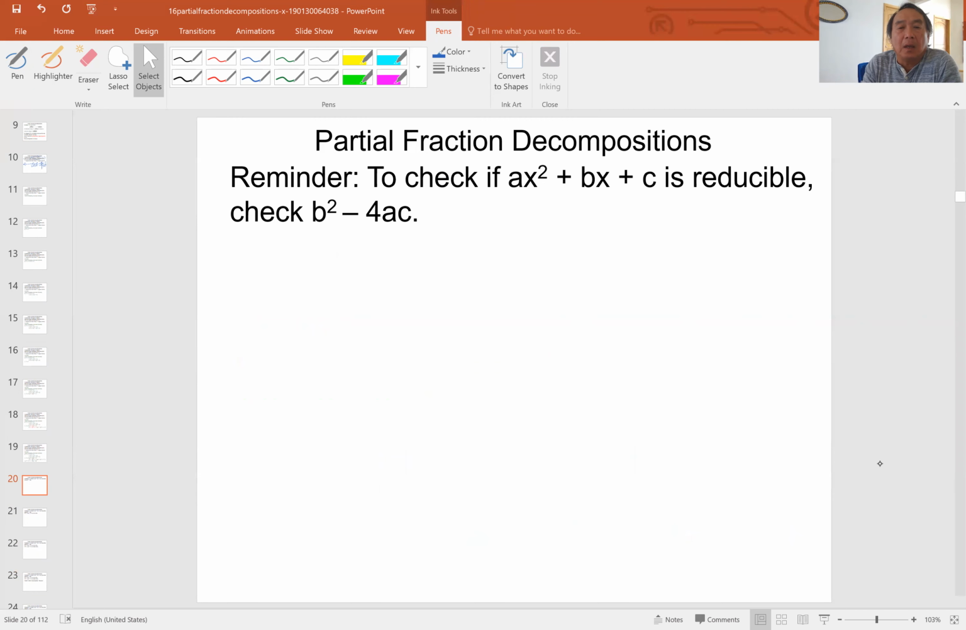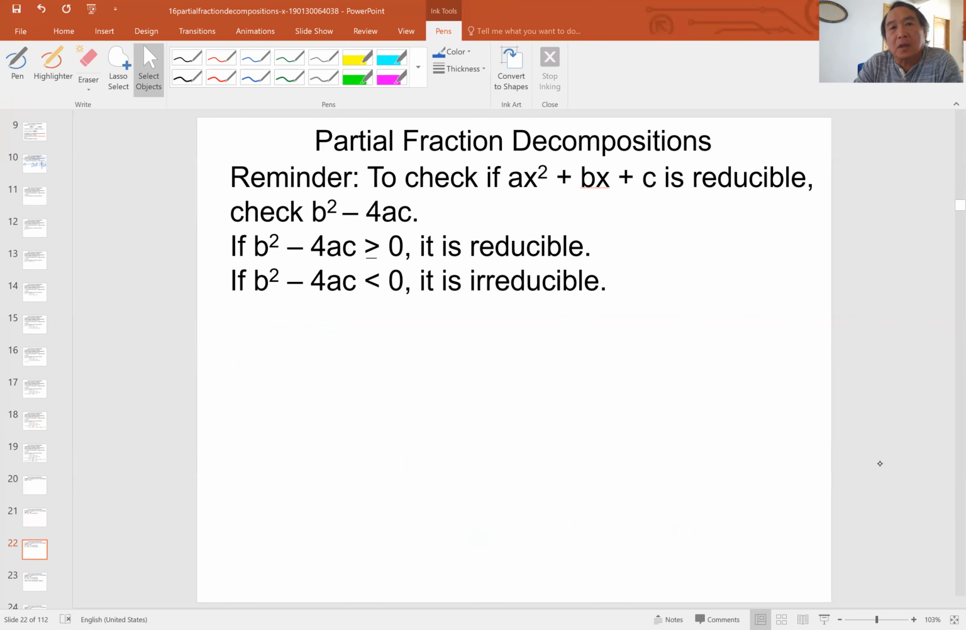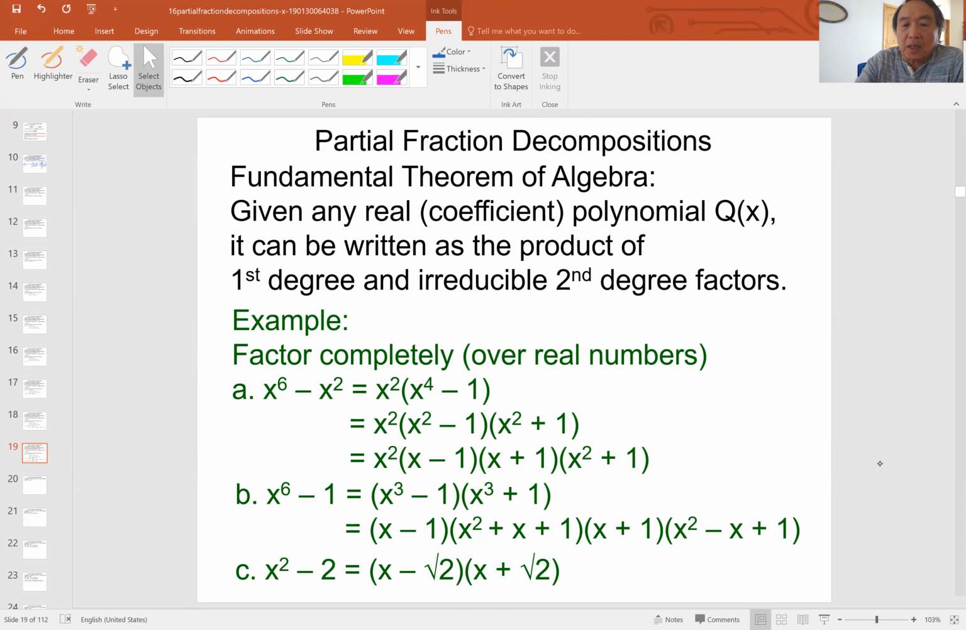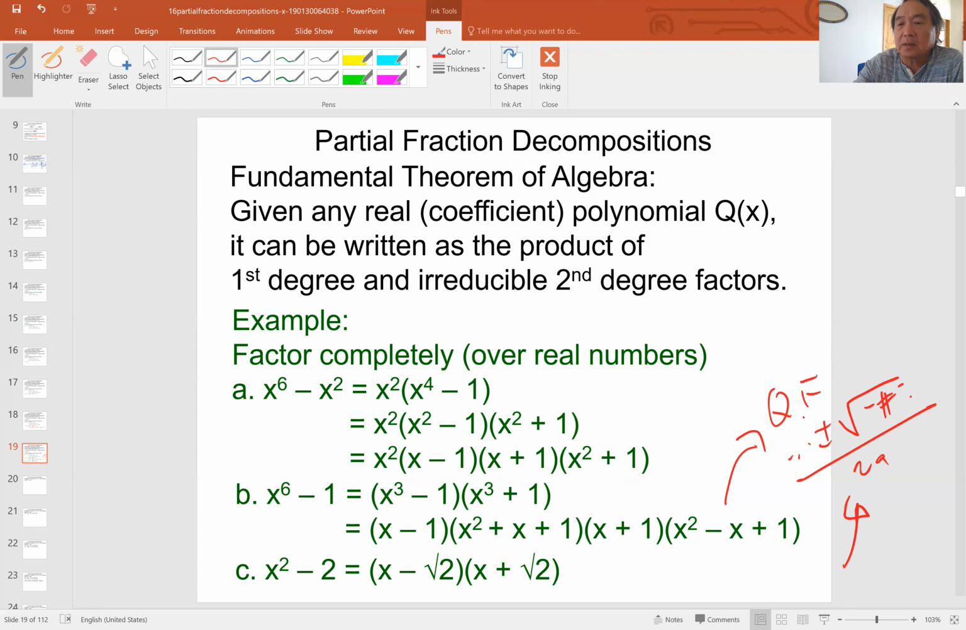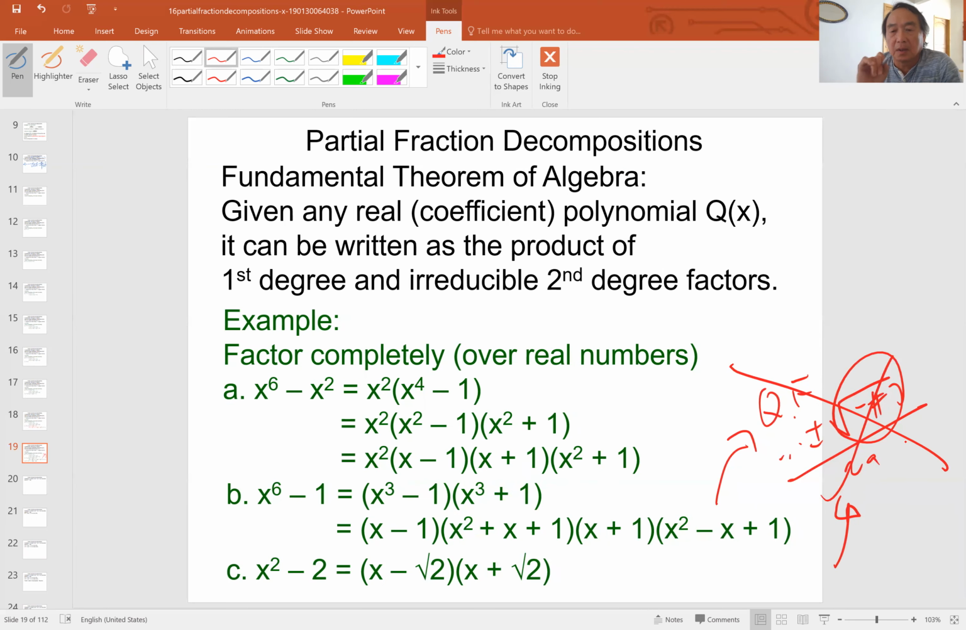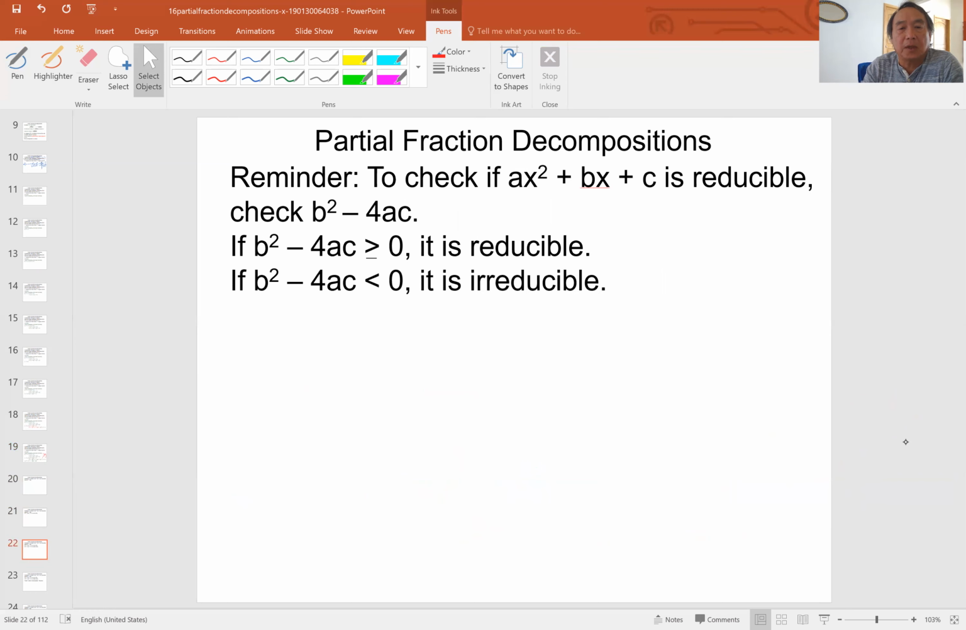And just a little reminder, how do we check this has no real roots, that it cannot be factored? You're going to use the quadratic formula, and from the quadratic formula, you're going to wind up with the plus minus square root of a negative number over 2a. Then you realize, oh, no real roots. That's how we check it.